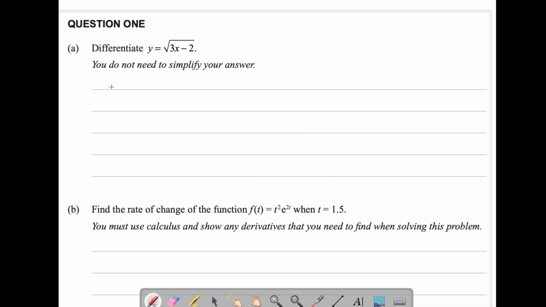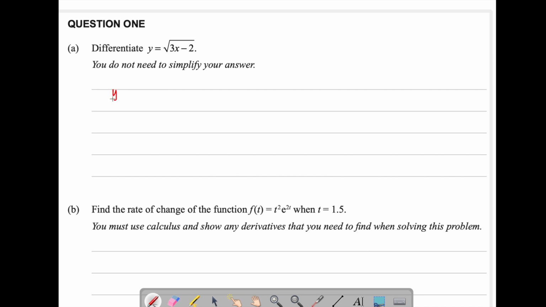Today we're gonna go through some questions from 2023 level 3 differentiation topic test papers. This is for our question 1. A, differentiate y equals square root of 3x minus 2.